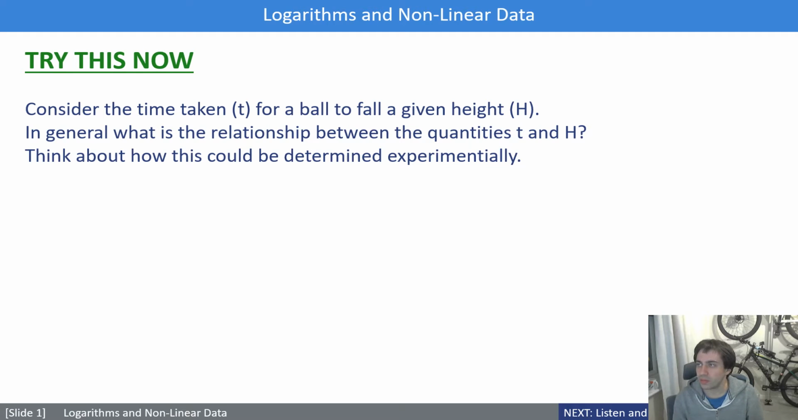Okay, so we're going to be looking at a bit more logarithms and nonlinear data. We kind of looked at this a bit before when we were talking about these relationships that are in the form of y equals ab to the x, or y equals kx to the n, or ax to the n, this sort of thing.